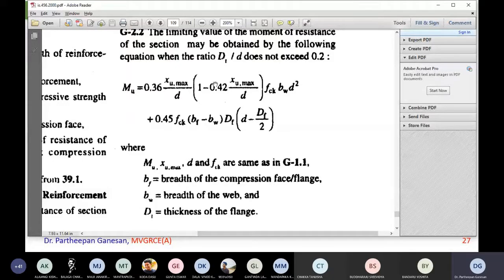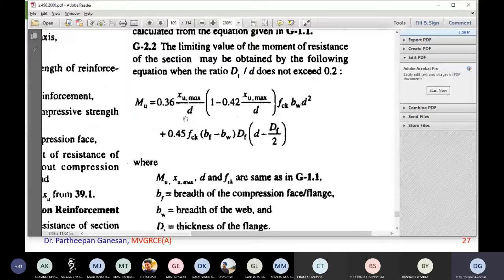Now this is case 4. DF by D does not exceed 0.2, right? Is that clear, everyone? And it is same as case 2, where instead of XC max you change to XU, you will get it will be same as case 2, right?